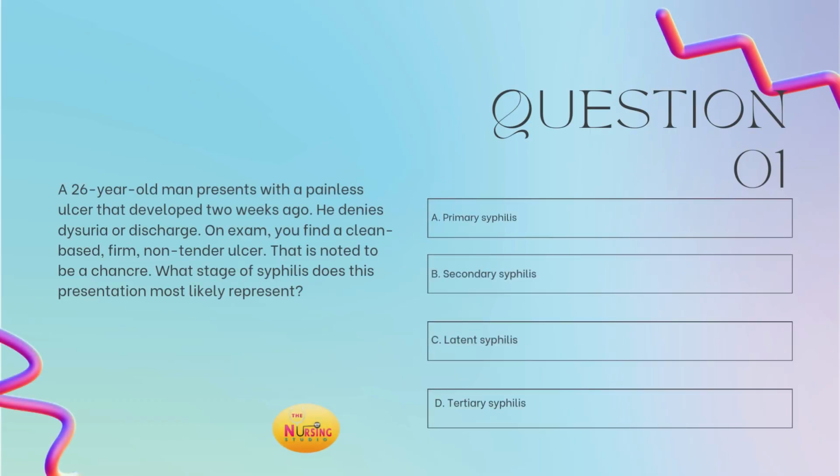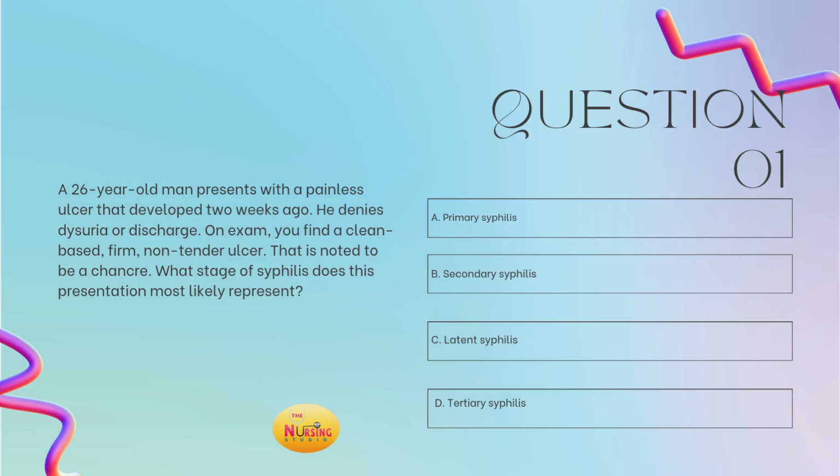Question number one states a 26-year-old man presents with a painless ulcer that developed 2 weeks ago. He denies dysuria or discharge. On exam, you find a clean based, firm, non tender ulcer that is noted to be a chancre. What stage of syphilis does this presentation most likely represent? Is it A, primary syphilis, B, secondary syphilis, C, latent syphilis, or D, tertiary syphilis? Take a moment and tell me what you got in the comments, y'all.